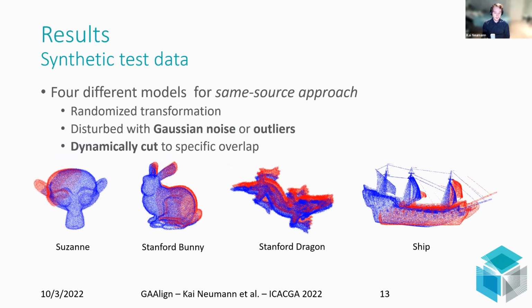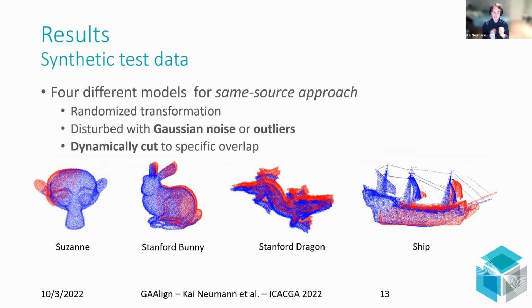Okay, now I've explained how our algorithm works. Then I want to show you what it can do. First of all, we used synthetic test data. And for this, we used 4 different models. And we used the same source test approach for testing. So we always use the same model and try to align it to itself.